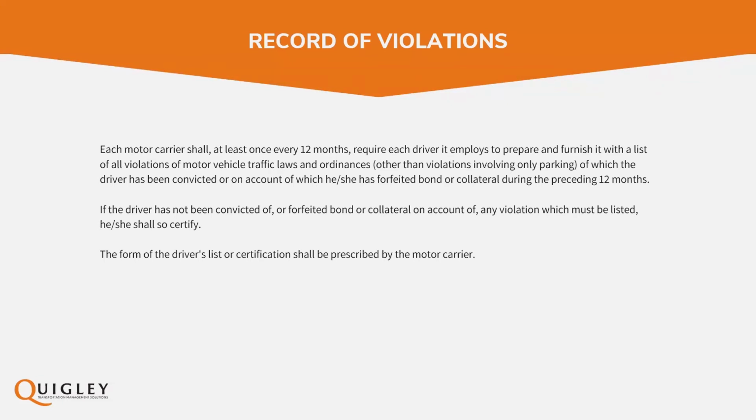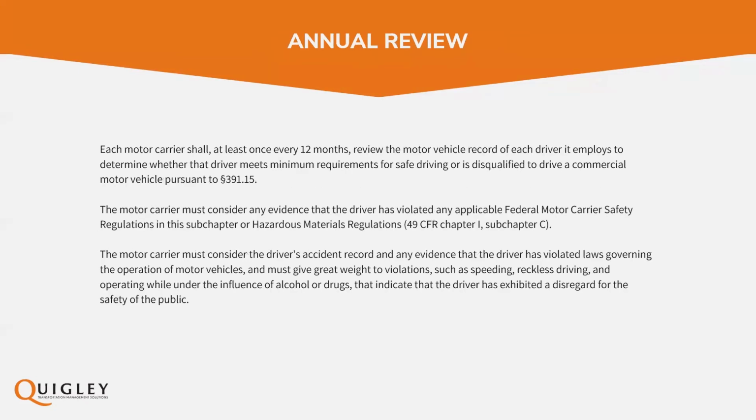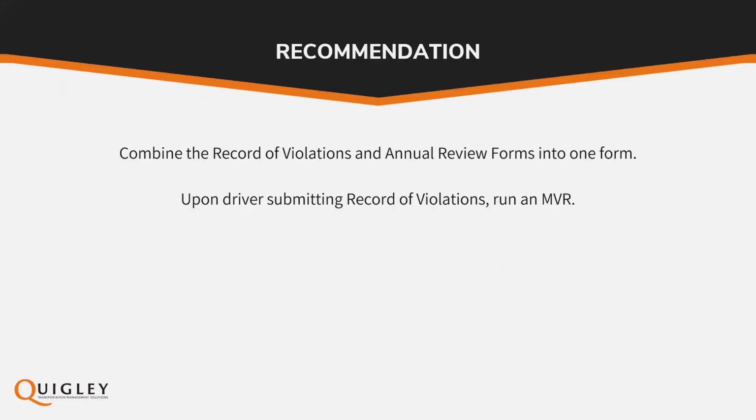Okay, every 12 months, as I mentioned earlier, the driver must submit a record of violations identifying any moving violations received in the preceding 12 months, and this has to be on a form that you provide them. With the annual review, after receiving the notice of violations from the driver, you'll run an MVR, compare the two, and then complete the annual review document, making sure that the driver still meets all the qualification criteria established by the DOT. A recommendation here: since you have to submit the certificate of violation form, combine the record of violations and the annual review into one form. Once the driver submits the record of violation portion, run the MVR and then perform the annual review after that.